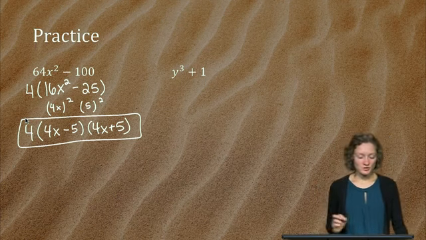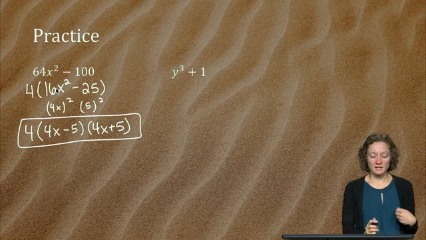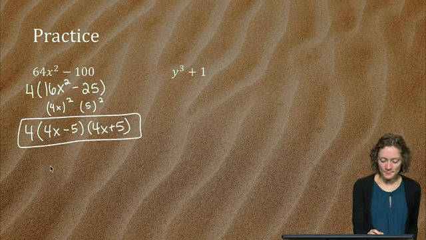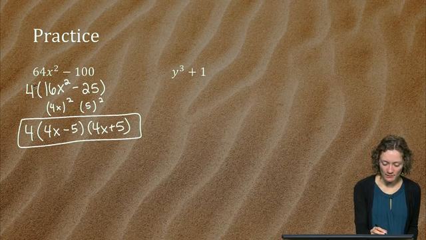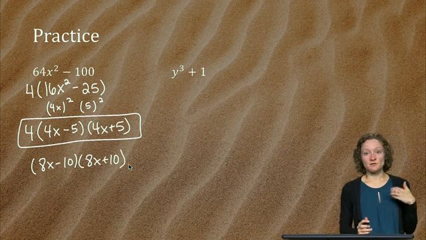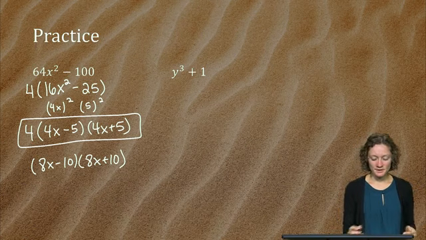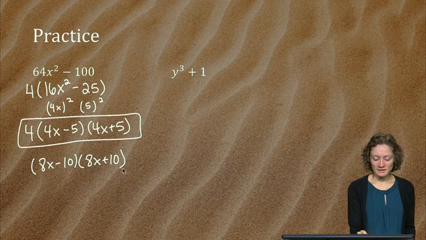What I often see students do, it's a very common mistake, is to start out with this problem by doing difference of squares right away. And it can work out if you do it that way. If you factor difference of squares right away, you'll have 8x minus 10 times 8x plus 10. But remember I mentioned if you don't do greatest common factor first, then you have to do it last. So we didn't do it first, check last.